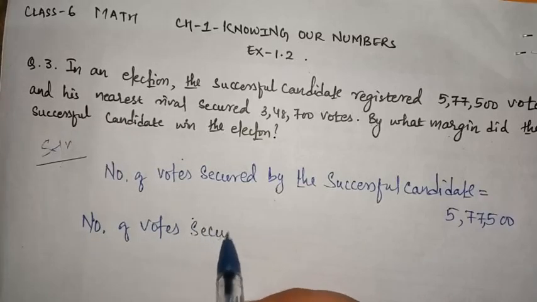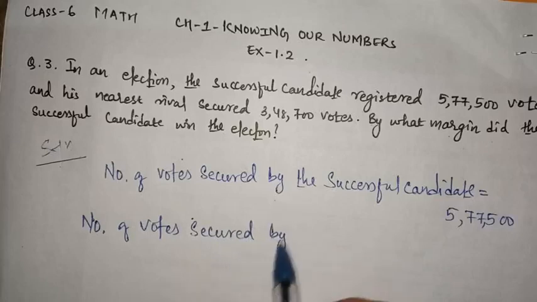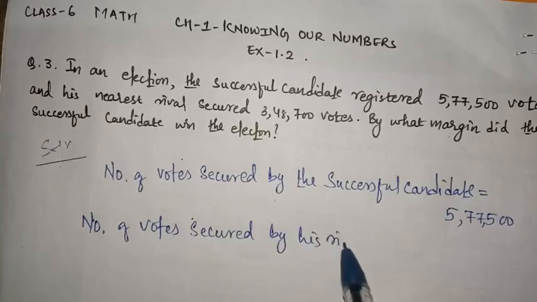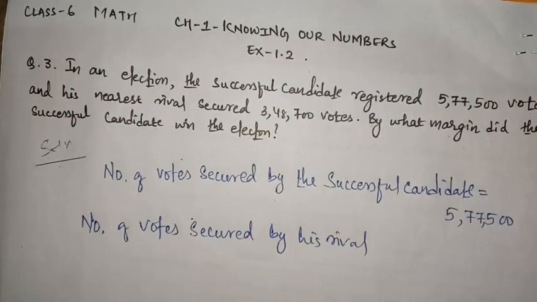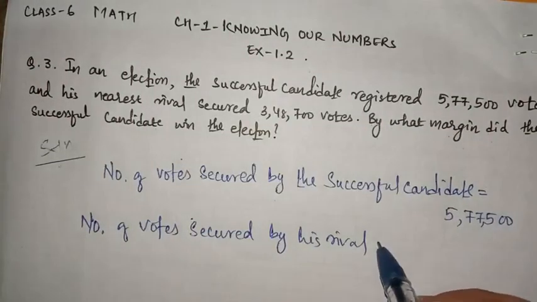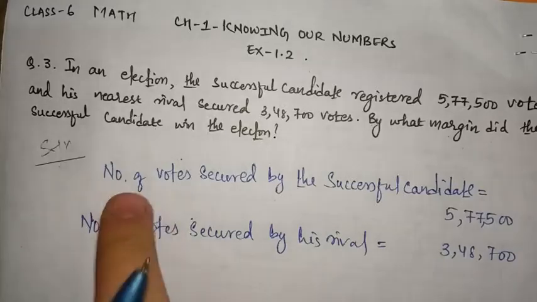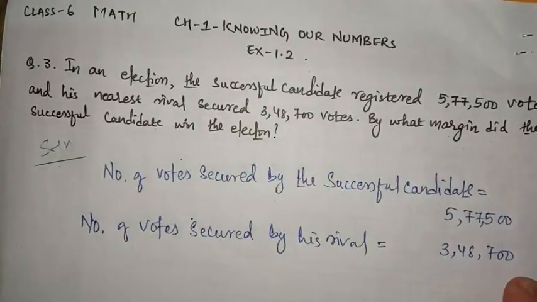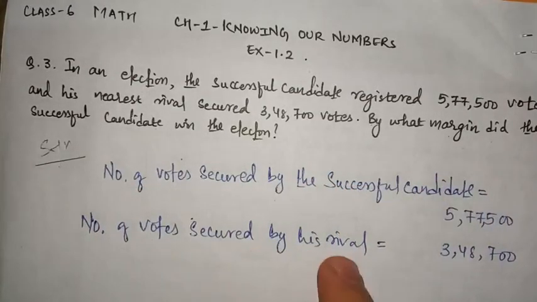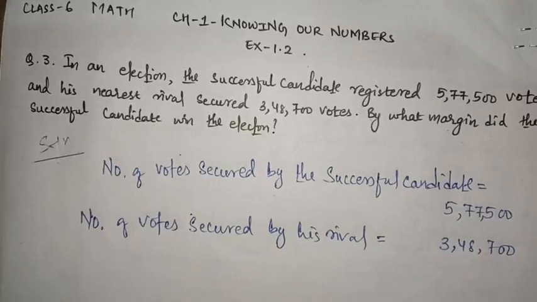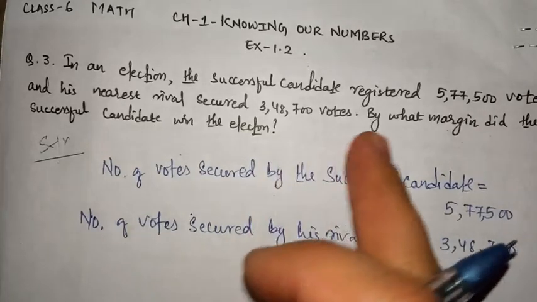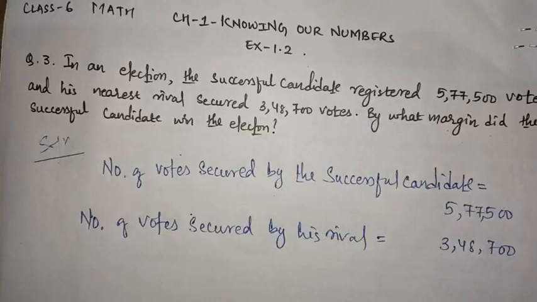Number of votes secured by his rival. Whatever is given in the question, we will form the statement with the help of that only. It is 3,48,700. So the number of votes secured by the successful candidate is this much, and the number of votes secured by his rival is this much. Okay. Next, what do we have to find? We have to find by what margin the successful candidate won the election.